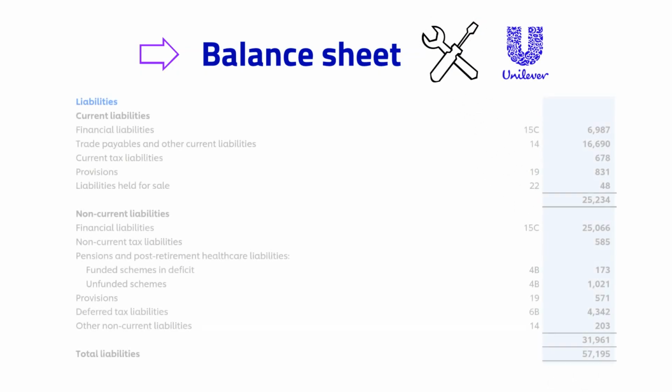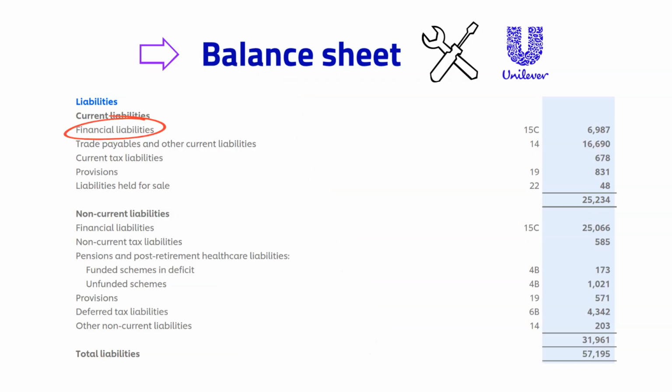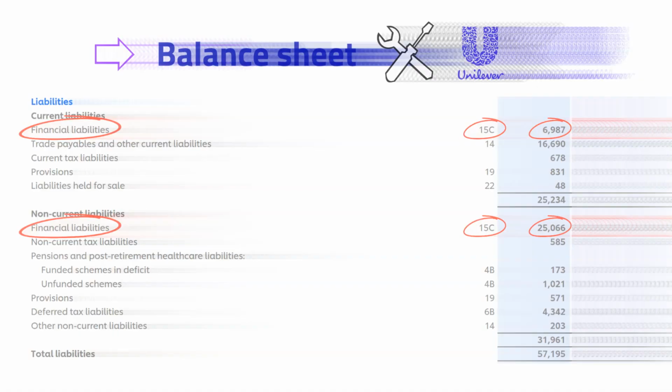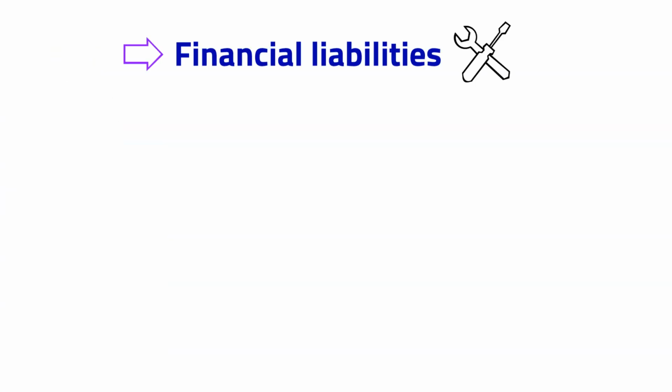Let's start with Unilever. Unilever reports in accordance with IFRS and shows loans and borrowings as part of financial liabilities. These are split into current and non-current. Current financial liabilities were 7 billion euros as of December 2024 and non-current 25 billion. They have a note 15C. Let's check it. In the note 15C, we see the split of financial liabilities, both current and non-current.